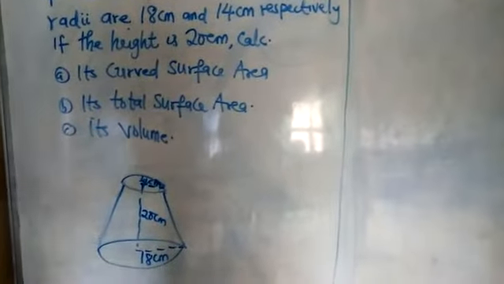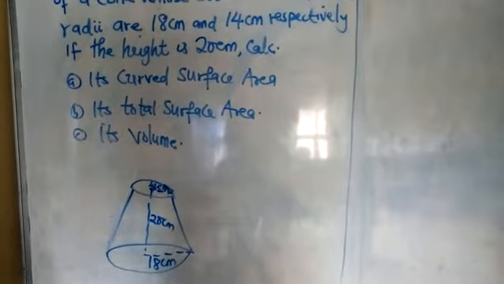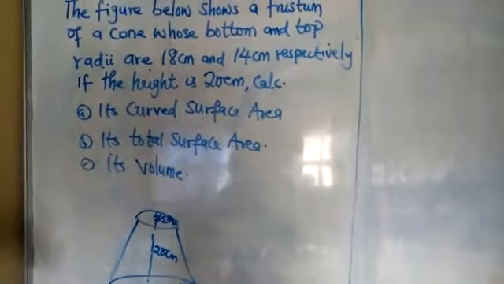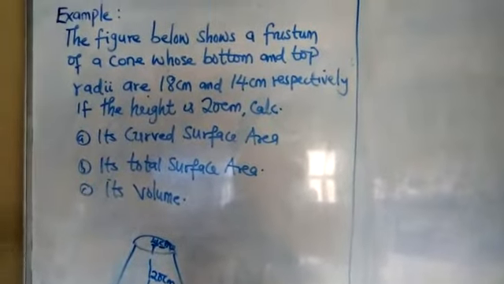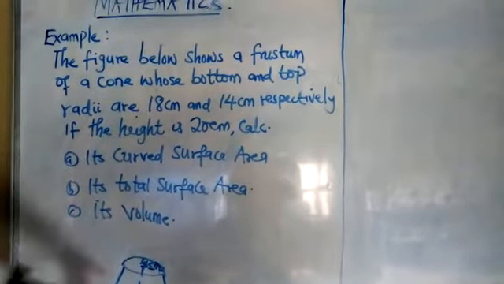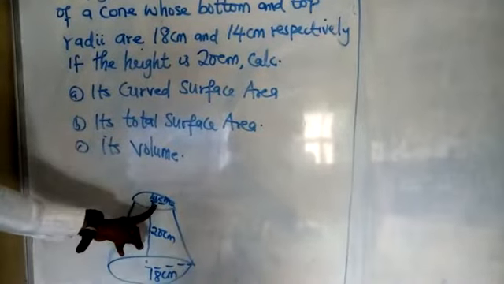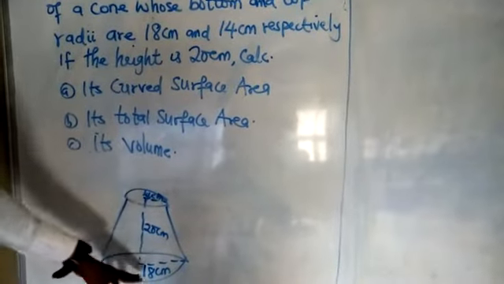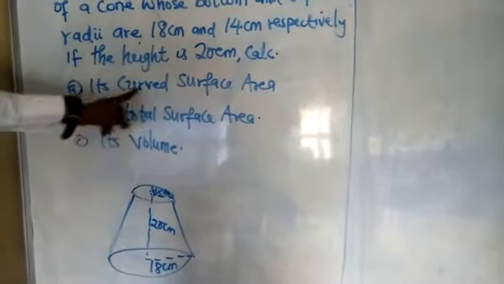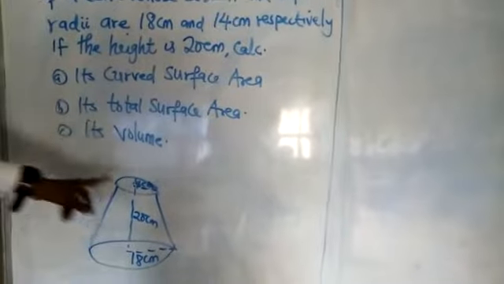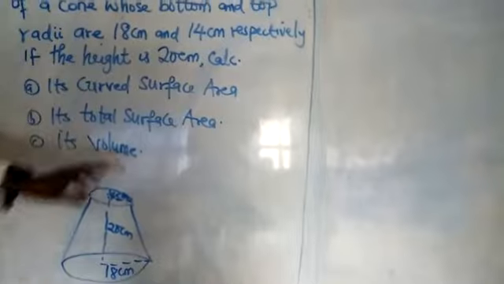Now here is the figure below. You can see the figure is the frustrum of a cone, as I've explained before. You know the original, complete shape is supposed to be a cone, but has been cut off from the top, leaving us with the frustrum of a cone. The height of the frustrum is 20 cm. The top radius is 14 cm. The bottom radius is 18 cm. Now we have to find A, the curved surface area, B, its total surface area, C, its volume.